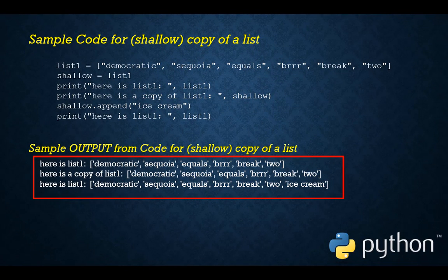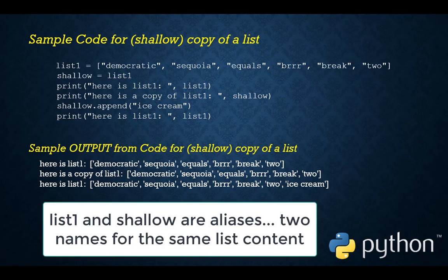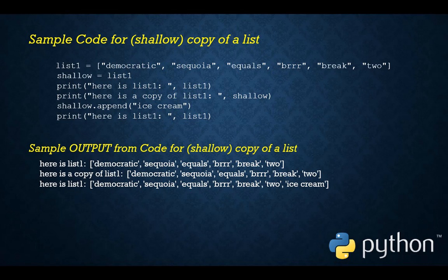Here is the sample output. We see list 1 and the copy of list 1 that we called shallow. After appending ice cream to shallow, we then print list 1. And notice that although we didn't make a change officially or formally to list 1, it has been changed through the name shallow. So these two lists are absolutely not independent of one another. Changing one will affect the other. This is what's known as an alias.